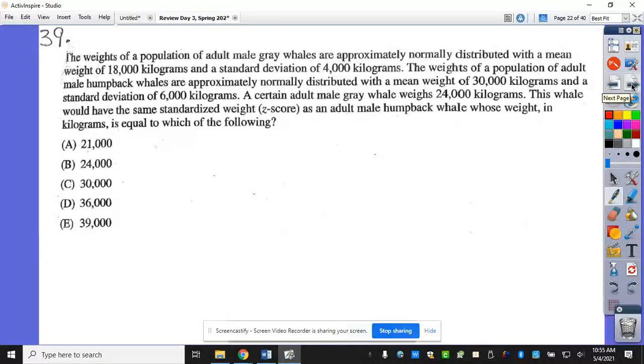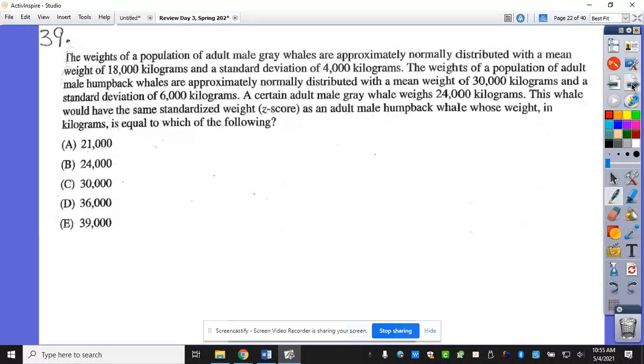Number 39. This is a problem that I have seen often. I've probably seen this problem shown in about four different places. Except this problem gives more information than any other version I've seen with the exact same information.